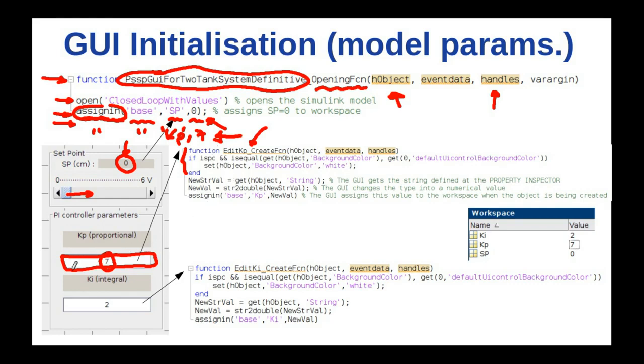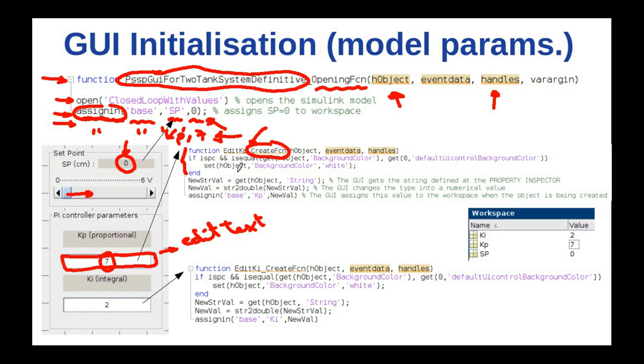So if you right click on this element, that it's an edit text, this is an edit text because the user can edit this value. If you right click on this, you will have a menu that has an option called callbacks. And then on every callback that is possible with this element, there is a callback called create function. This callback, this action, will run at the beginning when this element is being created.